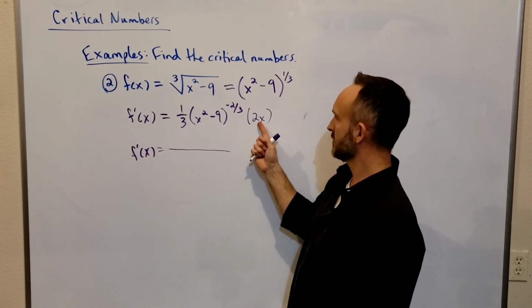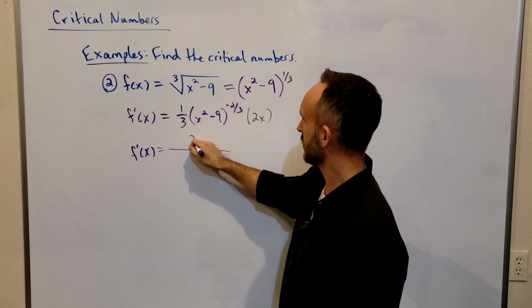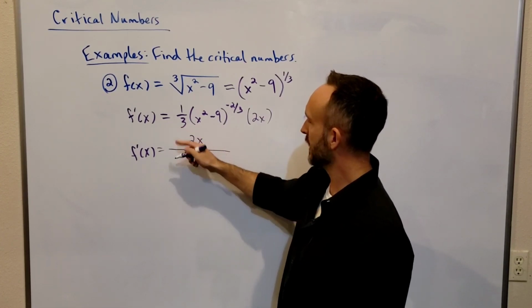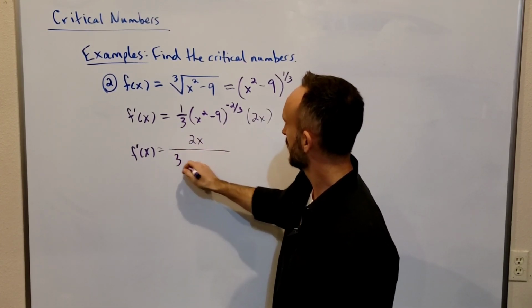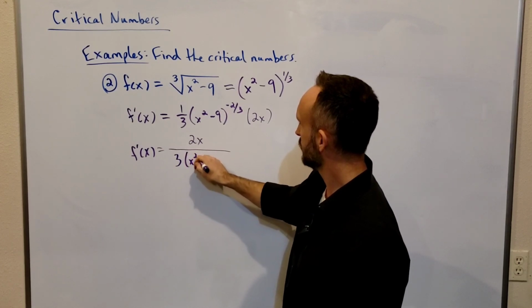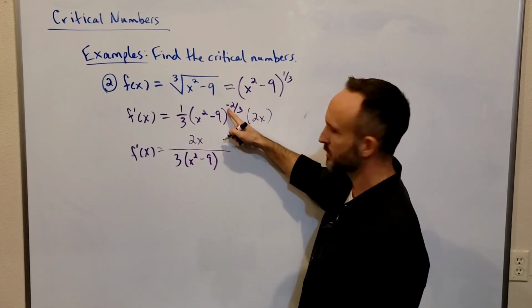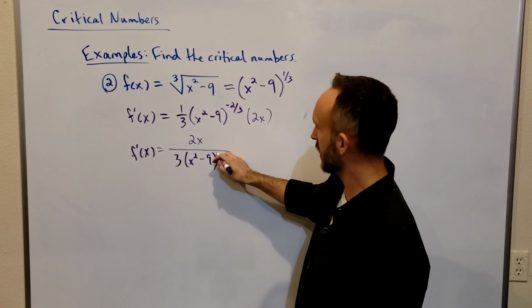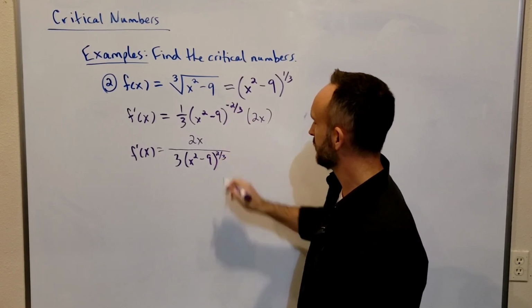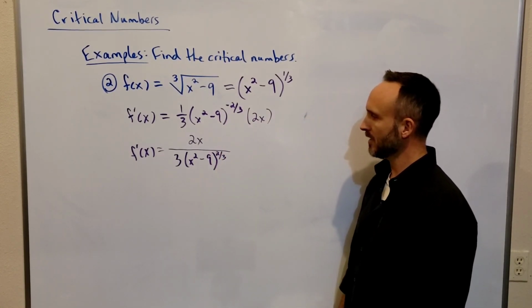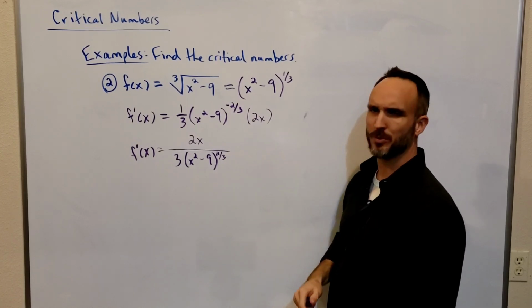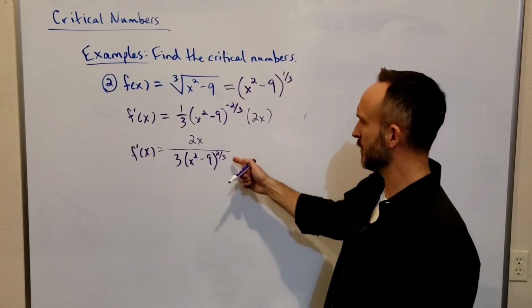So the 2x times 1 is 2x on top. And on the bottom we have 3 times x squared minus 9. This was a negative exponent, so I can put it on the bottom and make it positive 2/3. Okay? And so now this is maybe as simple as this particular derivative gets.